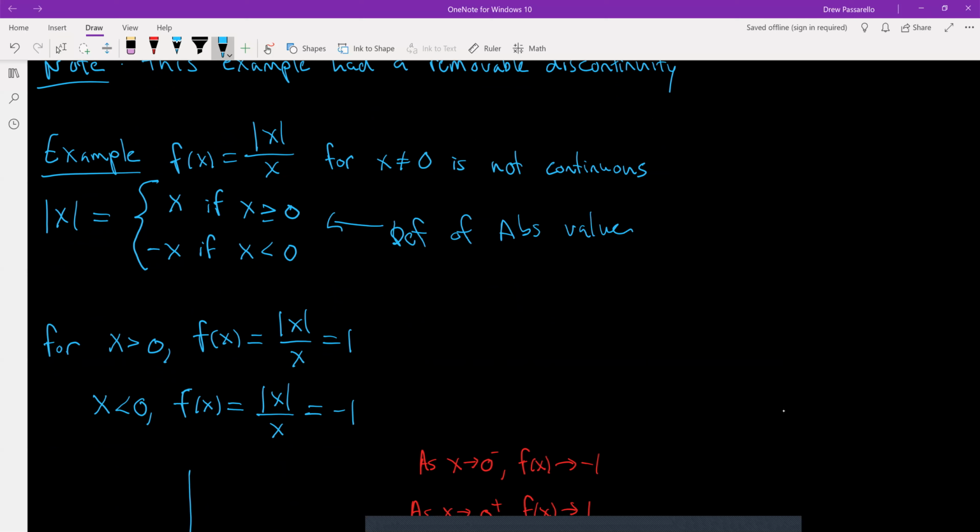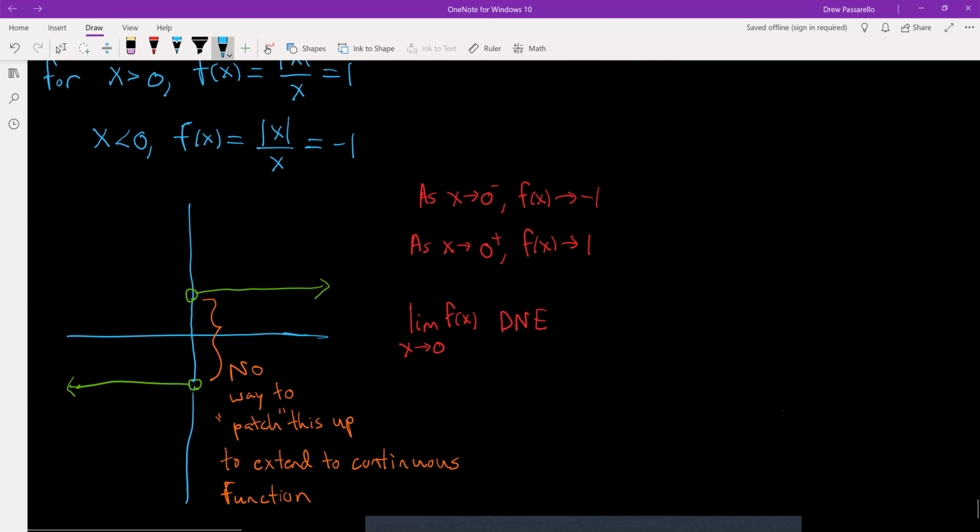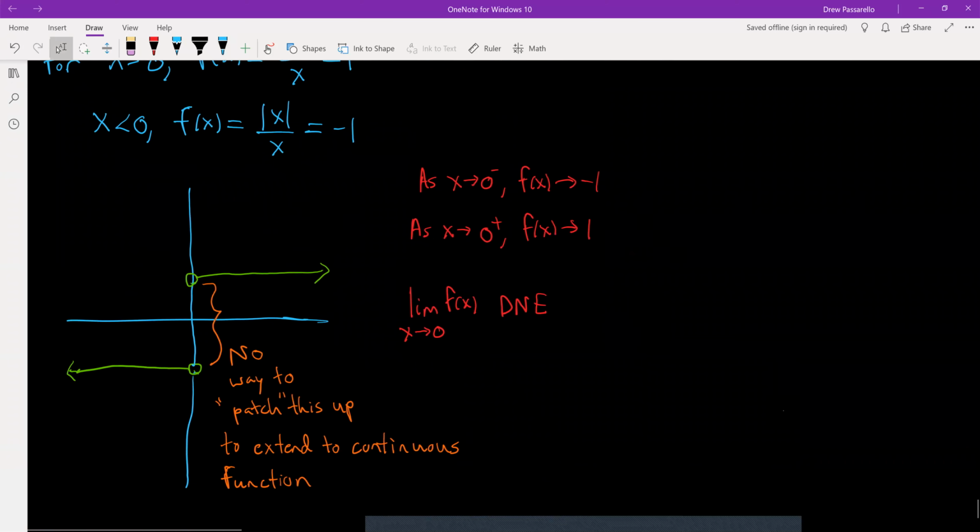All right, so the absolute value of x is x if x is greater than or equal to 0, or is negative x if x is less than 0. Note that for our function f of x, if x is bigger than 0, then we get 1 for f of x. If x is less than 0, then we get negative 1 for f of x. And graphically, this is what it looks like.